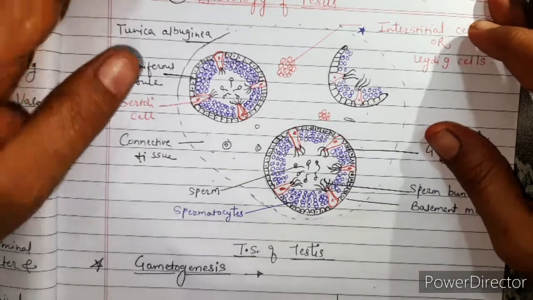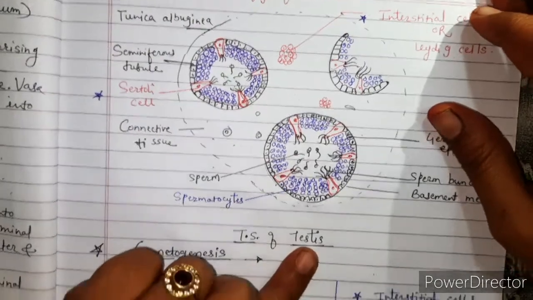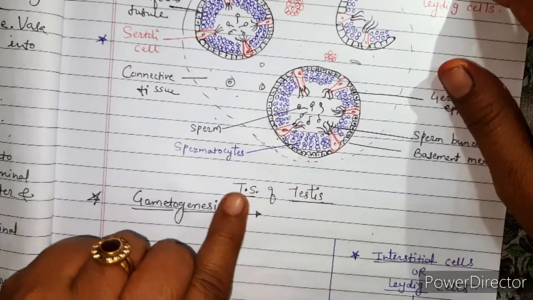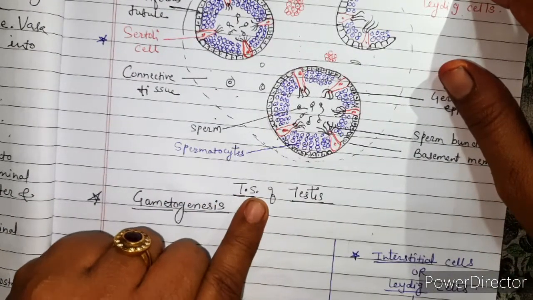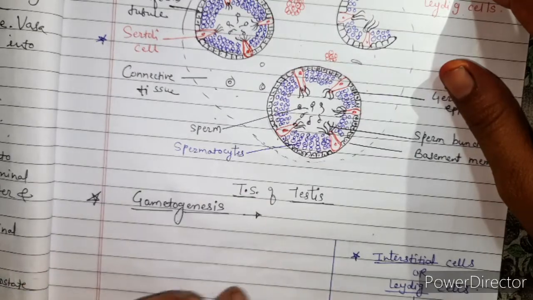Now this is the TS of the testis, that is the transverse section. The transverse section means आडवा छेद, and the longitudinal section, LS, means उभा छेद.